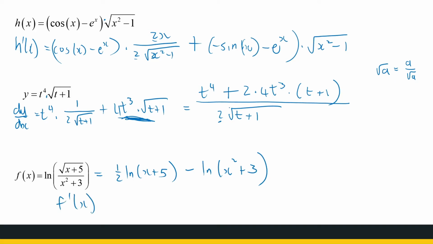So the derivative is now 1 over 2. So I'm just keeping the half there. What's the derivative of ln x plus 5? It's 1 over x plus 5 times the derivative of x plus 5, which is just 1, minus 1 over x squared plus 3 times the derivative of x squared plus 3, which is 2x. Now, if you did not recognize that that is the easiest way to differentiate this function, and you used ln and the quotient rule, with a lot of algebraic manipulation, you'll get to the same answer. So you still get the same answer, it's just a longer route to get there.